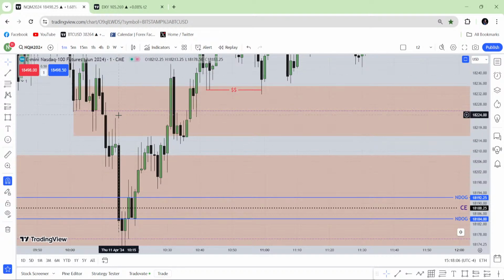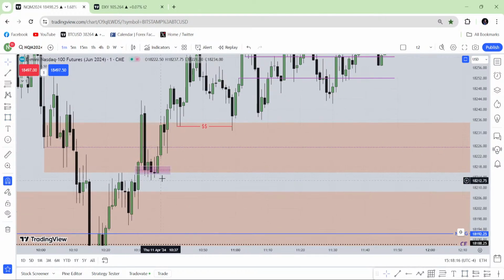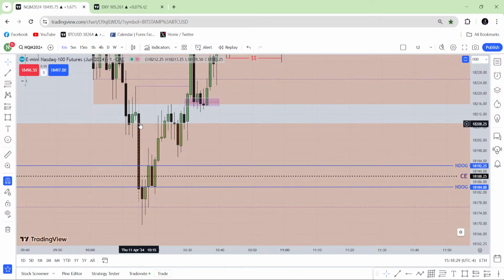So if you take this one as your market structure shift, this is your fair value gap. If you frame your trade from there, I am going to support you. Yes, this is perfect. I'm talking about this swing high. If you mark this one as your market structure shift after taking the liquidity, that is a very immediate reaction.